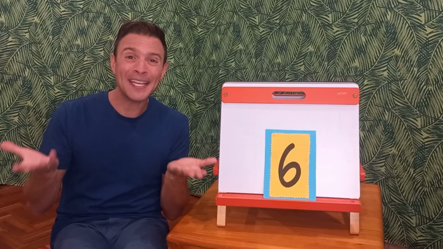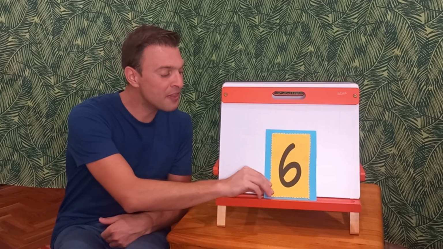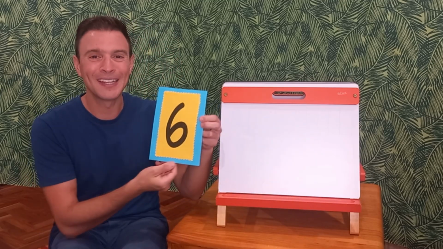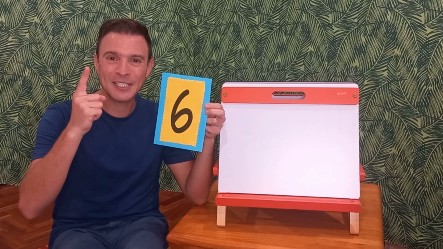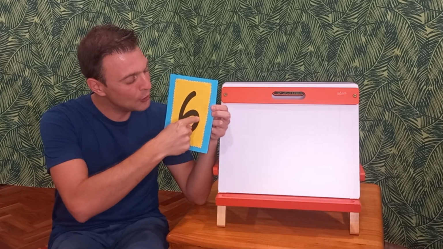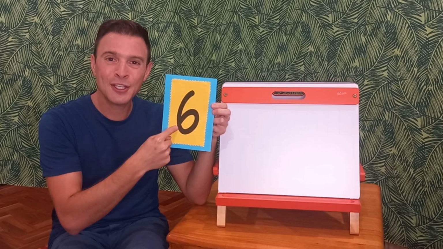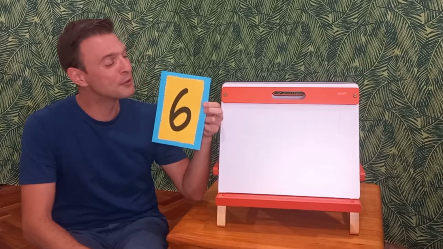Let's see how many ways we can show and record the number 6. Starting with this way, the numeral. Do you remember how to write 6? Fingers ready? Let's write it together. Down we go and make a loop. Number 6 makes a hoop. Okay, this will be the first way I write 6 on my board.